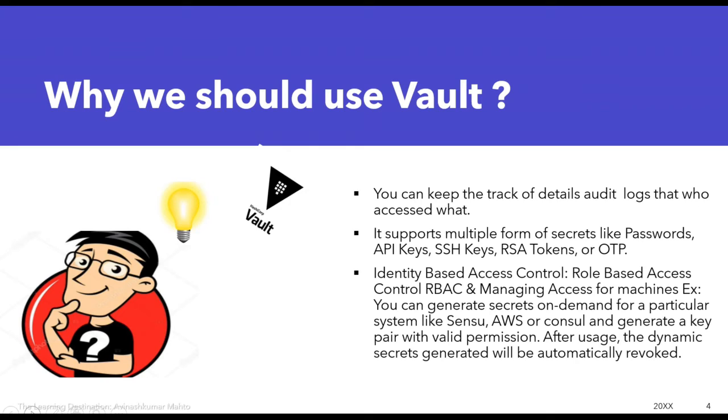Sensu, AWS, or Consul, and generate a key pair with valid permissions. And once it finishes its use, the dynamic secret generated will be automatically revoked. This is also one of my favorite reasons that I like Vault very much.